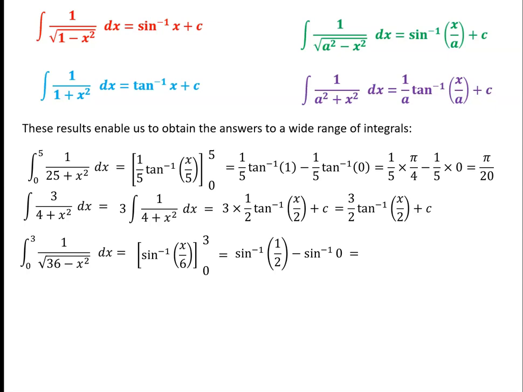Now we know the angle with a sine of a half is 30 degrees, but again we must remember to be using radians, and sine to the minus 1 of a half in radians is pi by 6. And sine to the minus 1 of 0 is 0. So we've got pi by 6, take away 0, which gives me pi by 6.